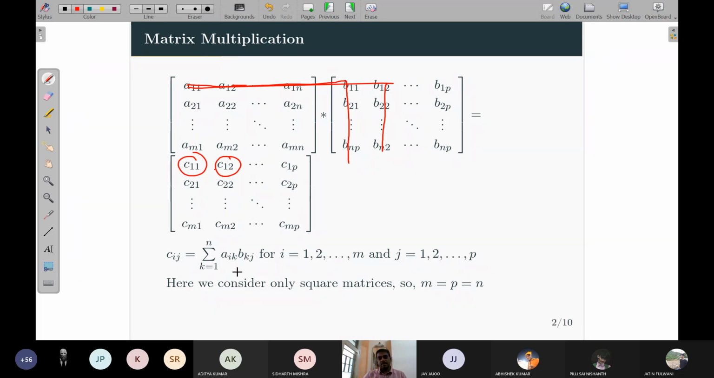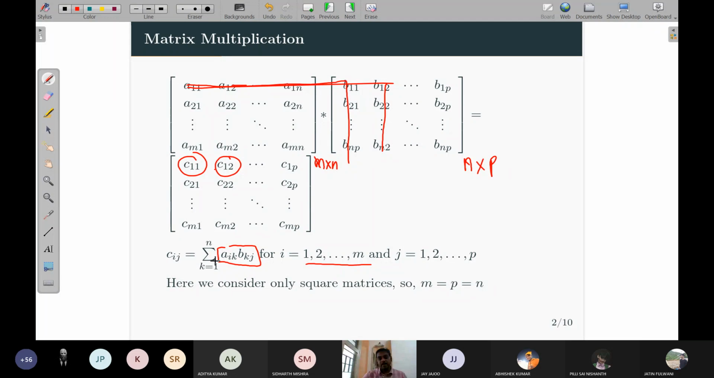In short, it is written using the summation symbol sigma: Cij is equal to the sum of Aik Bkj, where k runs from 1 to n, i is from 1 to m, and A is an m by n matrix. That is why i runs from 1 to m. And j is from 1 to p, since B is an n by p matrix.